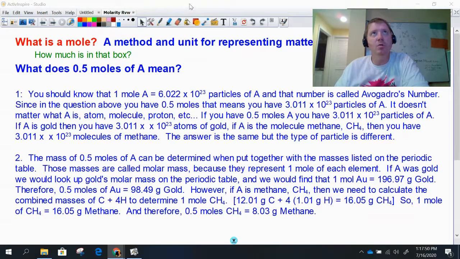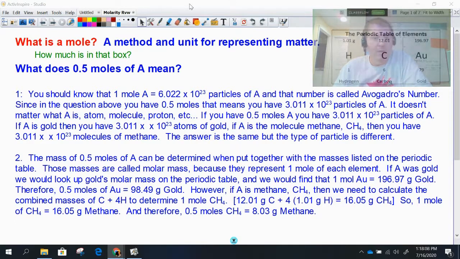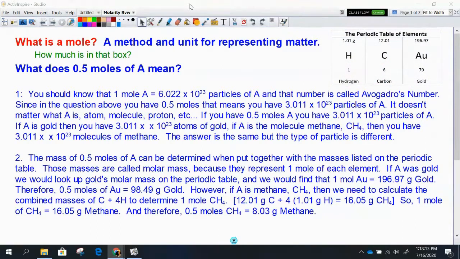What is a mole? A mole is a way of measuring how much stuff is inside a container, and we could have it in terms of atoms, or we could have it in terms of grams. Of course, you should remember Avogadro's number. That 1 mole is 6.022 times 10 to the 23rd particles, or whatever the substance. So in this scenario, I'm just going to use a couple of elements, not the entire periodic table. I'm going to use hydrogen, carbon, and gold.